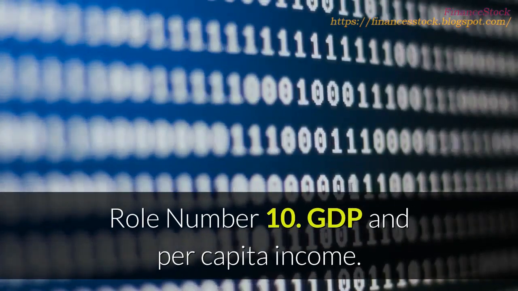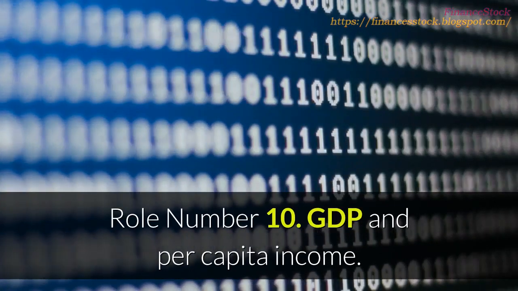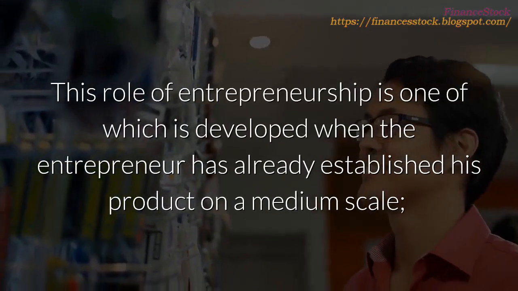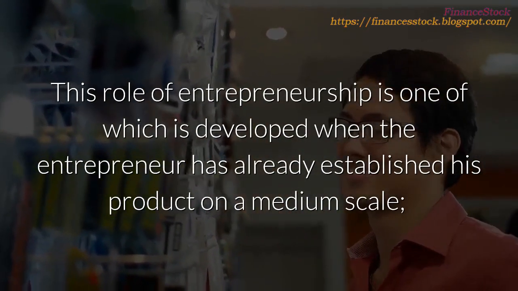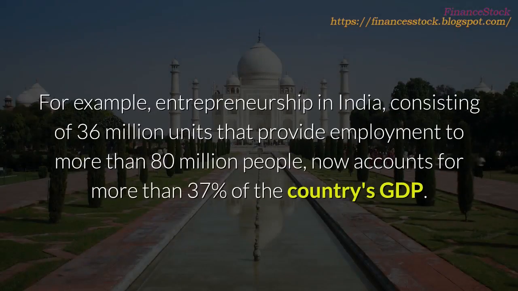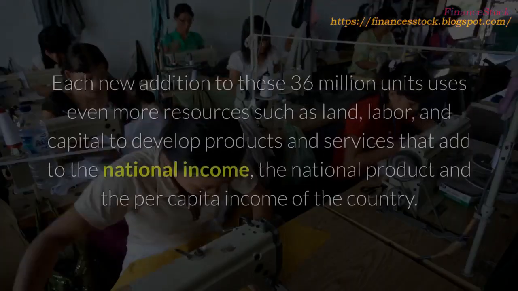Role number 10, GDP and per capita income. This role of entrepreneurship is one that develops when the entrepreneur has already established his product on a medium scale. For example, entrepreneurship in India, consisting of 36 million units that provide employment to more than 80 million people, now accounts for more than 37% of the country's GDP.